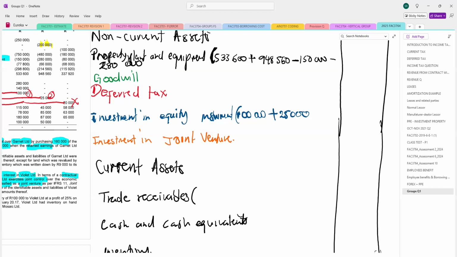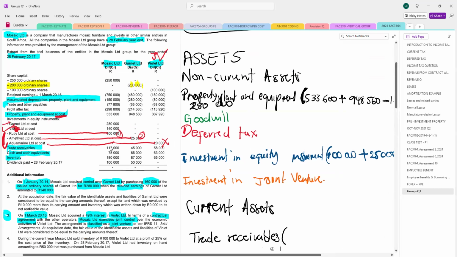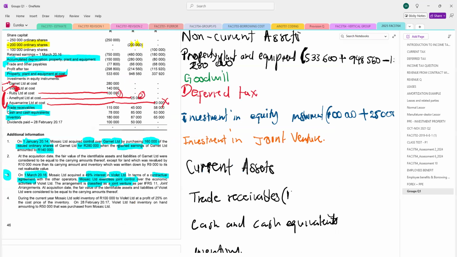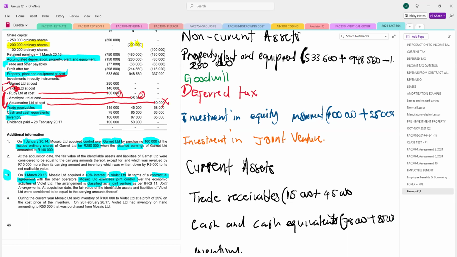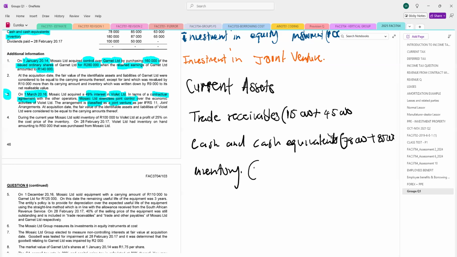Okay. Right. So then we have trade receivables. So trade receivables, we go here. Parent, I take 100%, so 115,000. Subsidiary, I take 100%, so 45,000. Then cash and cash equivalents. Parent, I take 100%, 78,000. And then subsidiary, I also take 100%, 85,000. Then we have inventory. Inventory, also take 100%, 180 from parent, and 100% from subsidiary, 87,000. You take nothing for joint venture or associate. Nothing.